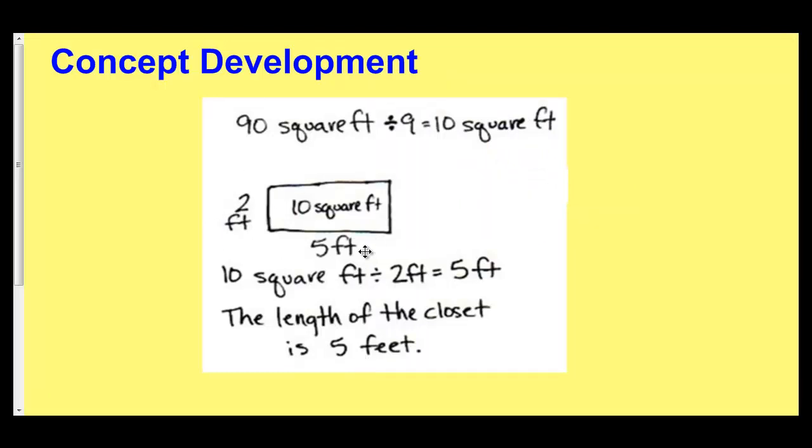Okay, here's what I drew. Here is my number sentence. And there's my number, and here's my word sentence. The length of the closet is 5 feet.